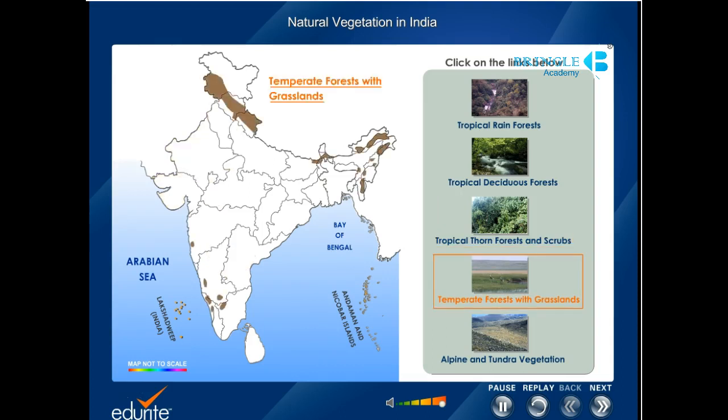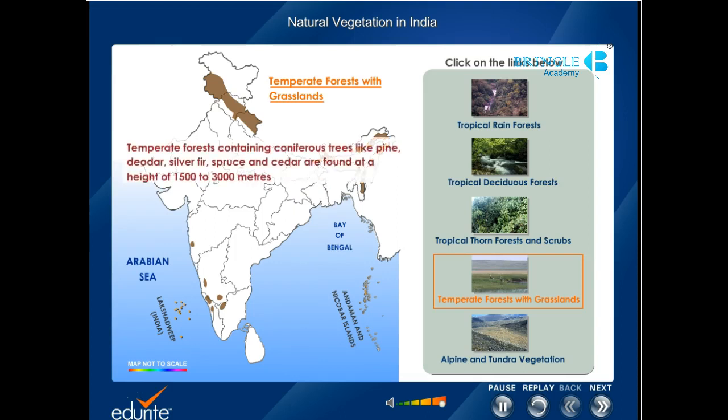Temperate forests with grasslands. Temperate grasslands are very common at higher elevations. The wet temperate type of forests are found at a height of 1,000 to 2,000 meters. Evergreen broadleaf trees such as oaks and chestnuts predominate. Temperate forests containing coniferous trees like pine, deodar, silver fir, spruce and cedar are found at a height of 1,500 to 3,000 meters.